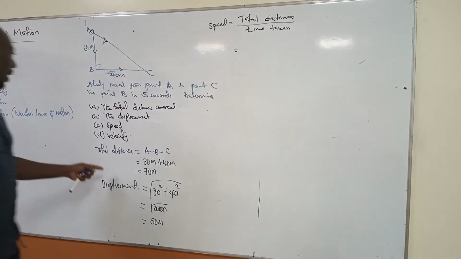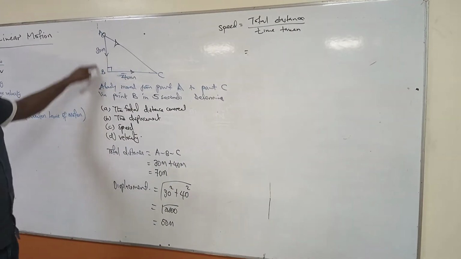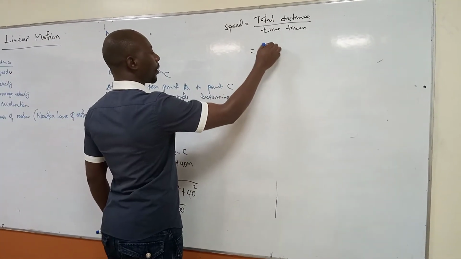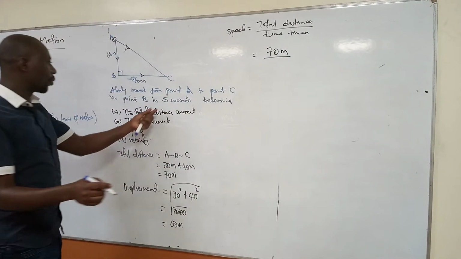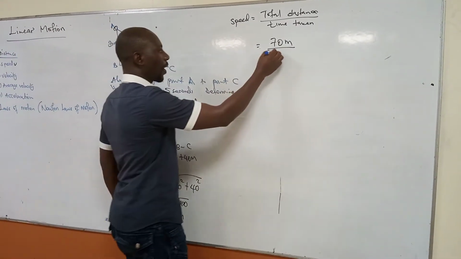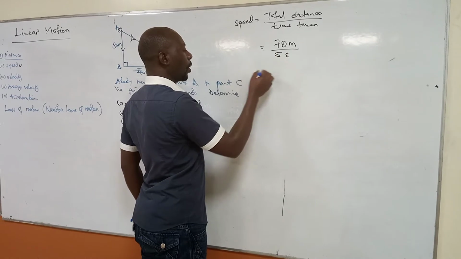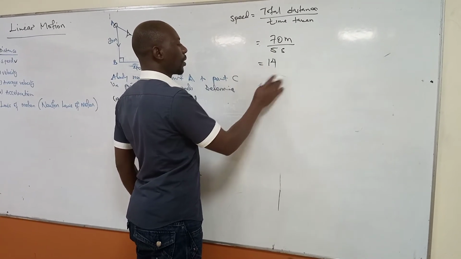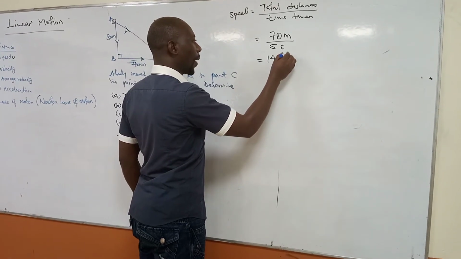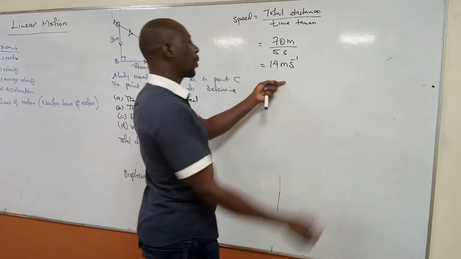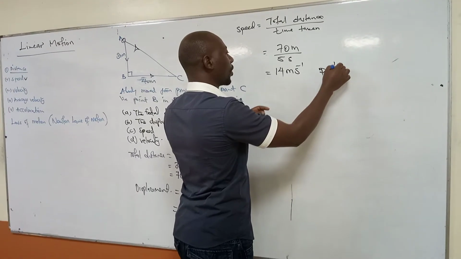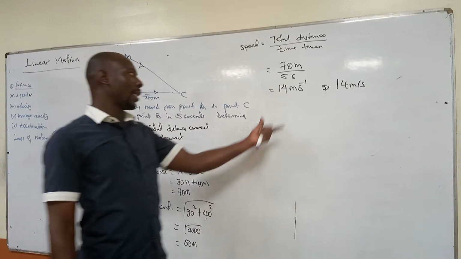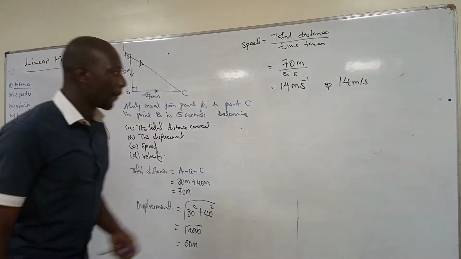So this body had moved, the total distance is from here to here. That is, we found to be 70 meters. And the time taken, we are told that it moved in 5 seconds. So we divide by 5 seconds. 5 goes into 70 14 times. So it is 14 meters per second. It can be written this way, or you can write it in this format as 14 m/s. This one is mostly used in mathematics, but in sciences we use 14 m/s.